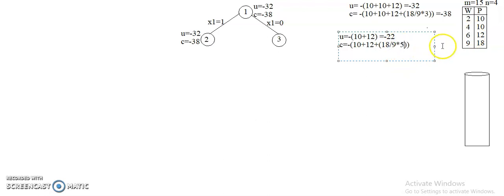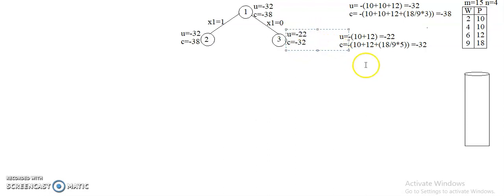So 5 2s are 10. 10 plus 10 is 20. 20 plus 12 is 32. So the cost here will be equal to minus 32. So upper bound and cost I have just computed for this node number 3. Okay, so now let me write: upper bound is equal to minus 22, cost is equal to minus 32. Okay, upper bound and cost we have computed and we have listed out.